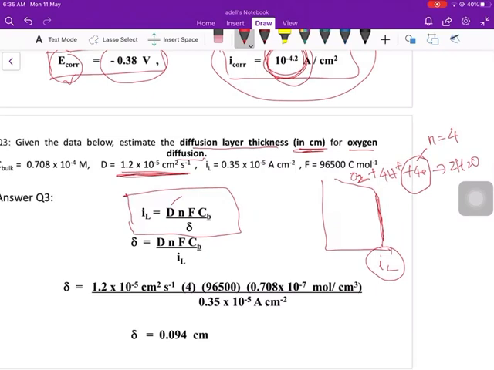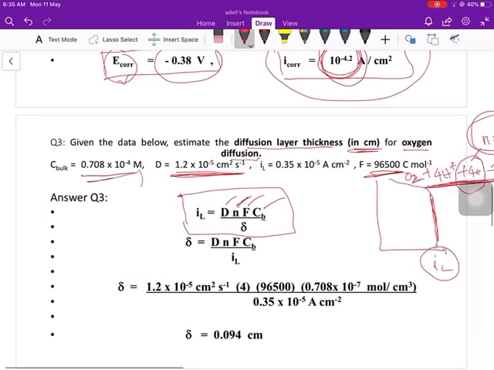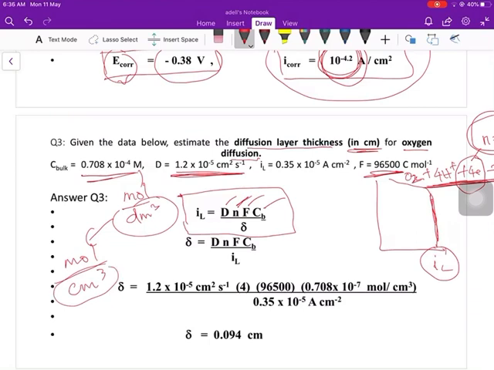The diffusion coefficient is given here for oxygen, oxygen to diffuse to the surface. From this equation you must know how to write this, or you can check from the table. n is 4, F is constant. CB is given. CB here is in molar or mole per dm cube, but in this equation you must convert this to mole per cm cube. Remember that from dm cube you must convert to cm cube.